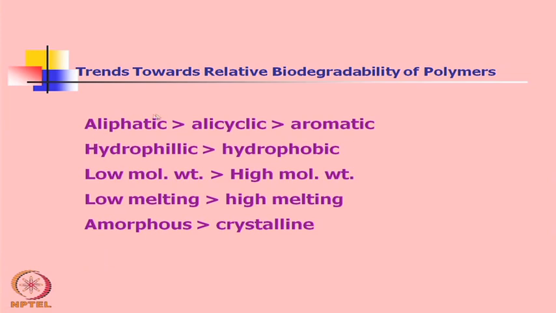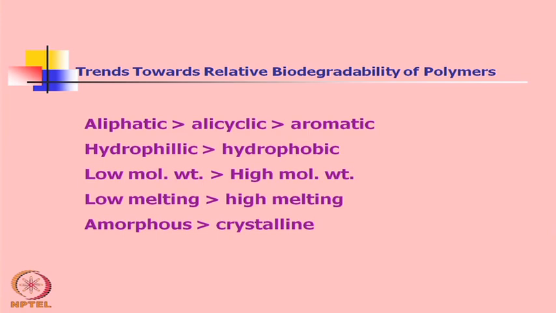Now, the order of biodegradation of polymers: aliphatic polymers will be more degradable than polymers which are alicyclic in nature, than aromatic in nature. So, aromatic polymers are less degradable than aliphatic polymers. Similarly, a polymer that is hydrophilic means water loving. A polymer whose surface can be wetted by water, or which can mix with water, is known as a hydrophilic polymer.